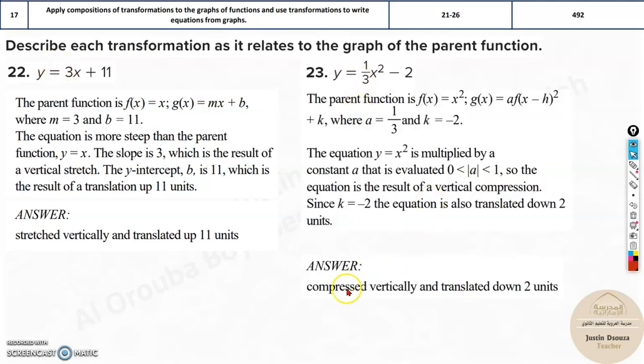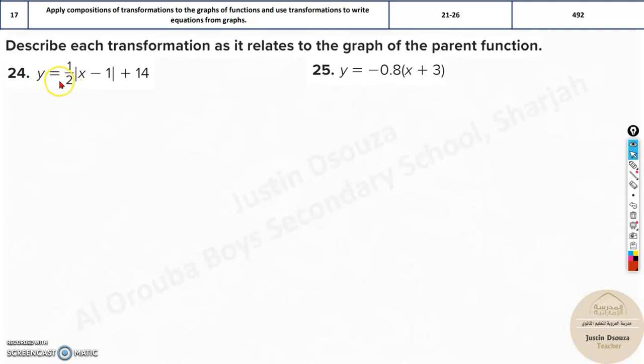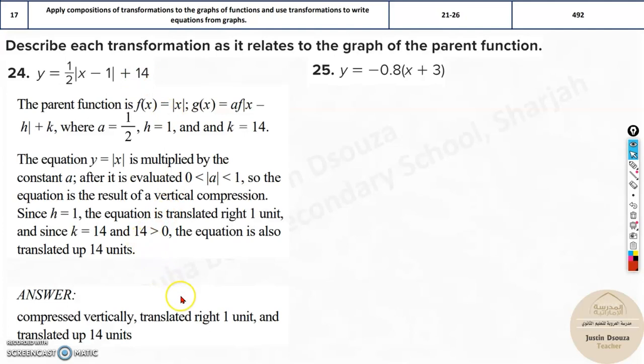What about over here? You can see it's compressed vertically because it's less than 1. 0.33, that is 1 by 3. So compressed vertically and translated 2 units down. This is minus 2, so it goes down by 2 units. What about this? y equals half absolute x minus 1 plus 14. You can easily see the last part is translated up by 14 units. Just by looking at this, you can eliminate some options. But what about the other things? Is it more than 1 or less than 1? It is less than 1, half. So it is compressed vertically.